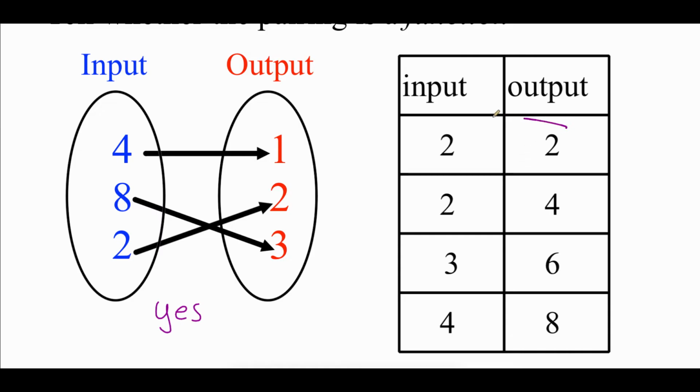And what we need to be careful of is these two input values of 2. The first time we plugged in 2, we got 2 as an answer, but the second time we plugged in 2, we got 4. So because this input value of 2 is being matched with 2 different output values, this one is not a function.